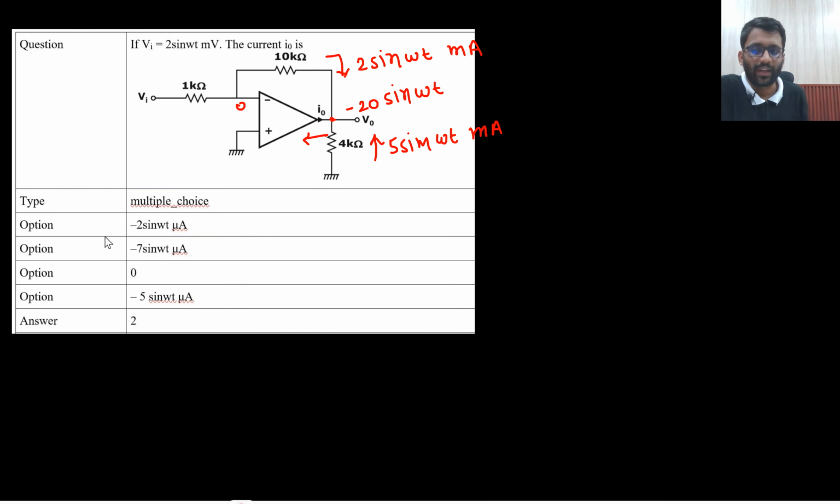So what will be I naught? Negative of that. You will not say that I naught is 0. Output of the op-amp can drive any current. Input of the op-amp will drive 0 ampere current. So that would be minus 7 sin omega t microampere. Okay, and not milliampere, it will be microampere actually. Yeah, these are microampere. So answer will be in microampere. Okay, very easy question it was.